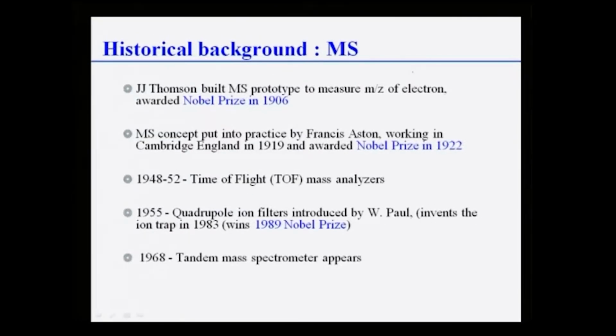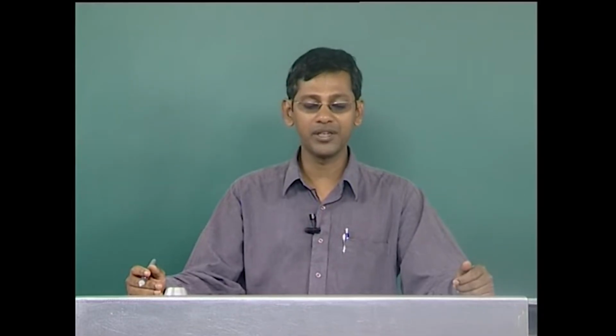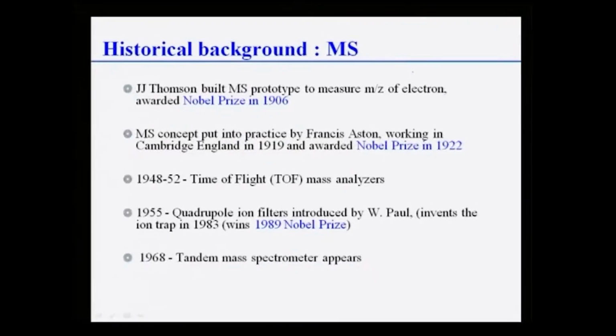As you know, it all started about 110 years back with Sir J.J. Thomson, who first built the prototype of mass spectroscopy to measure the m by z of any species, mass by charge. And as you know, he was awarded the Nobel Prize in 1906 for his discovery and for many other things which he has made.